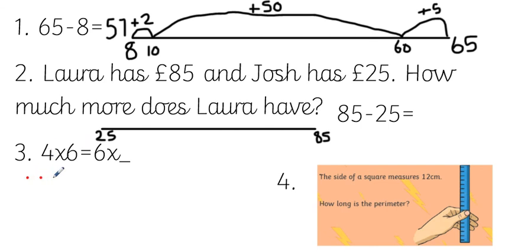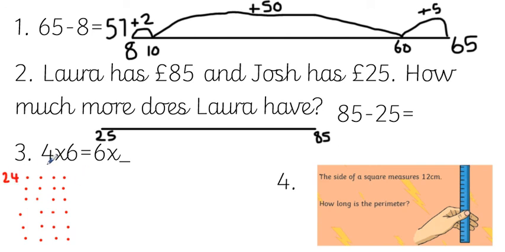So an array of 4 in a row. 6 times: 1, 2, 3, 4, 5, and 6. Now, I'm going to count in 4s in order to find out the answer. So 4, 8, 12, 16, 20, 24. So we have 24 in total here.